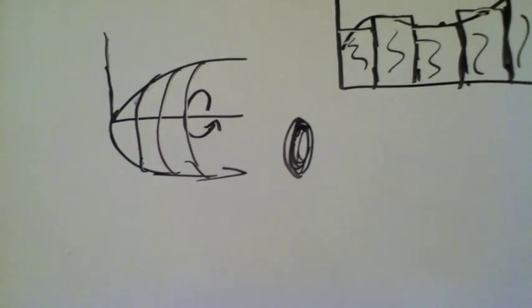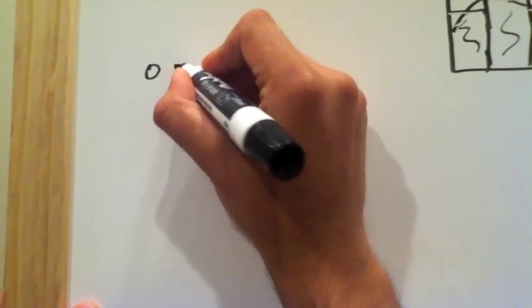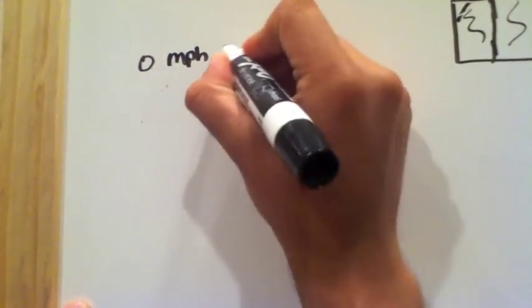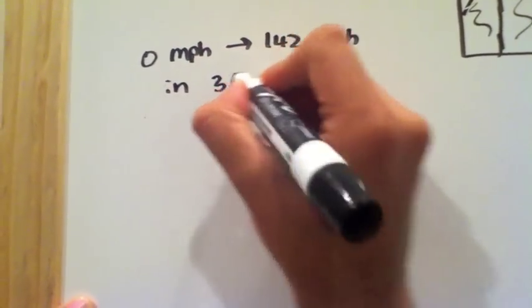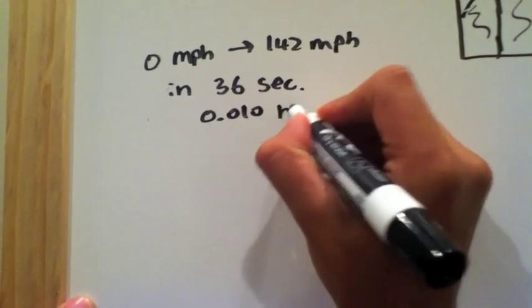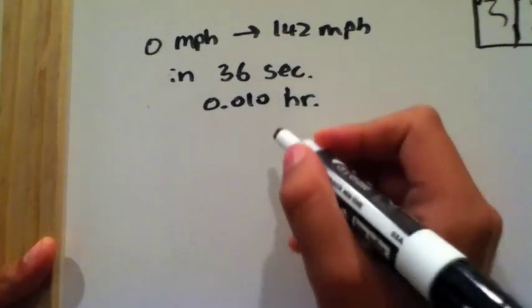So let's just do a quick example of this, and we'll talk more about the rest later. So let's say you have a car, and you're given the following data points, and it's a car that's accelerating from 0 miles per hour to 142 miles per hour in 36 seconds, or actually 0.010 hours. We will be using hours for this problem. So here's the data set.